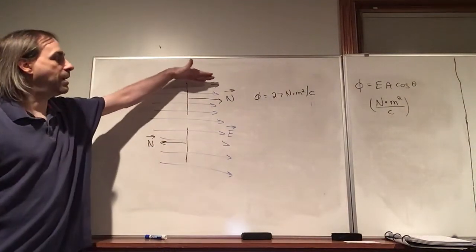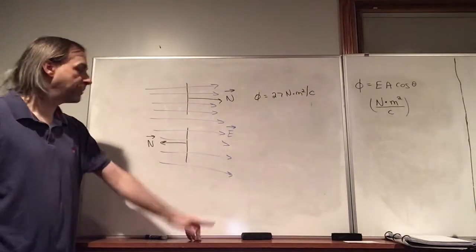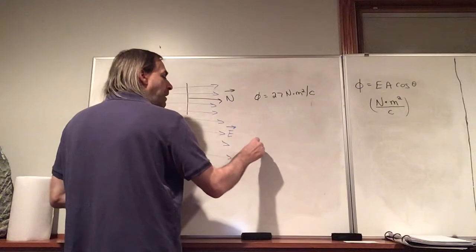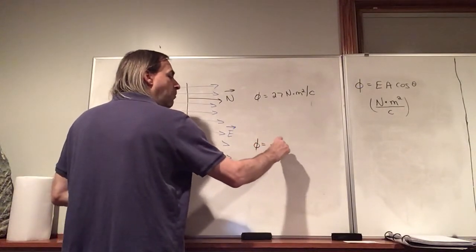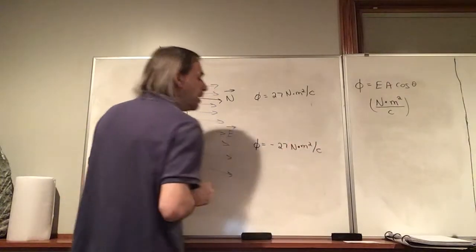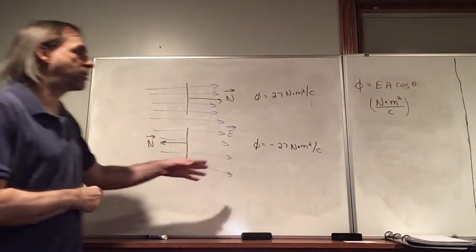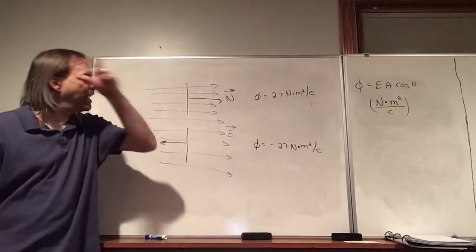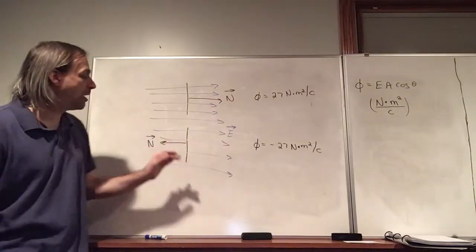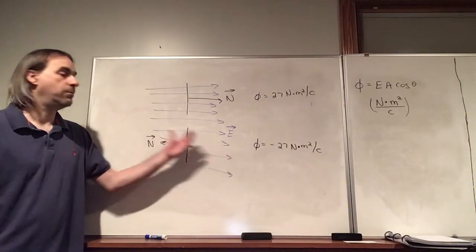Okay, and this is a positive flux because the electric field lines and the normal vector are pointing in the same direction. Now here, the electric field line and the normal vector are in the opposite direction. And so here the flux would be minus 27 Newton meters squared per coulomb. However, what I'm saying is that the flux through each of these surfaces is the same. We're just describing them differently. Here we're saying we have a flux of 27 Newton meters squared per coulomb to the right. And here we're saying we have a flux of minus 27 Newton meters squared per coulomb to the left.